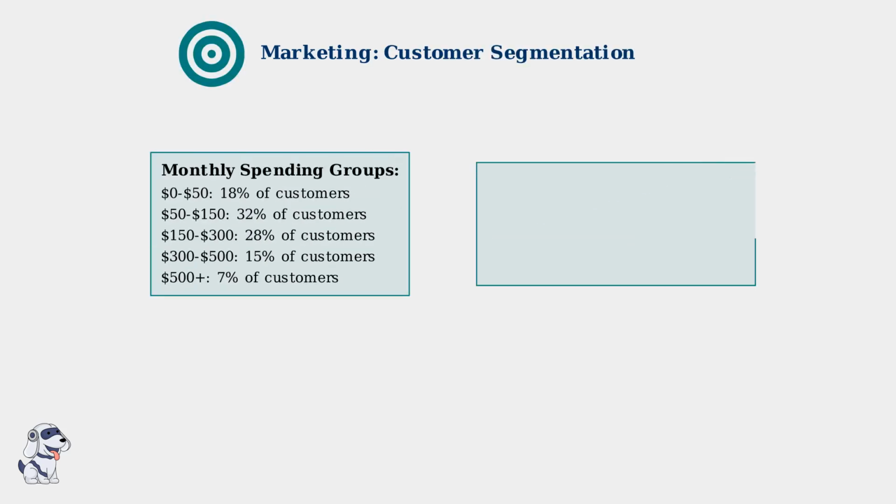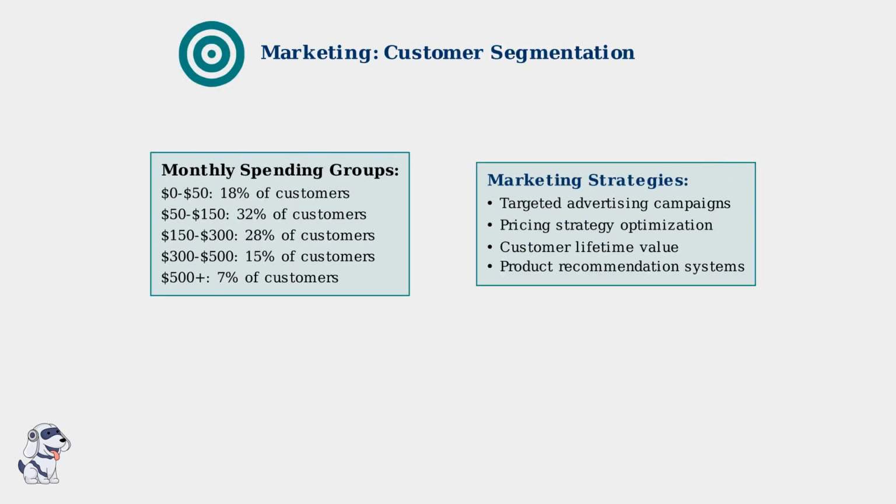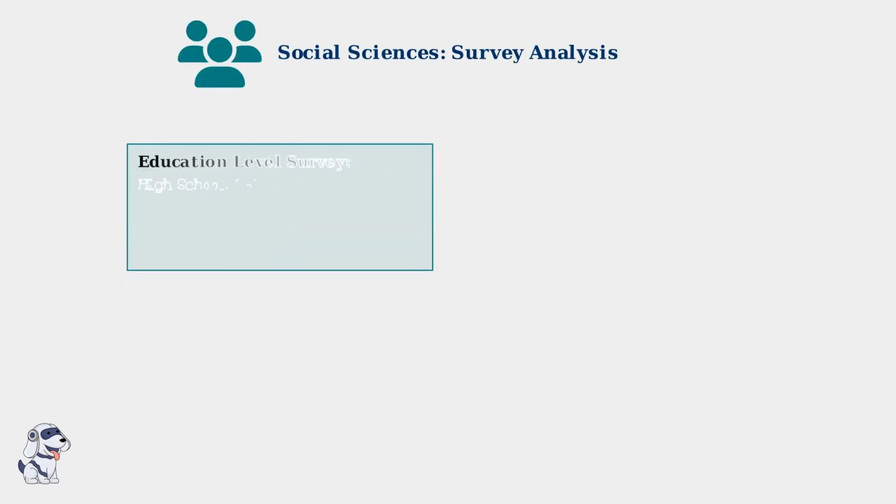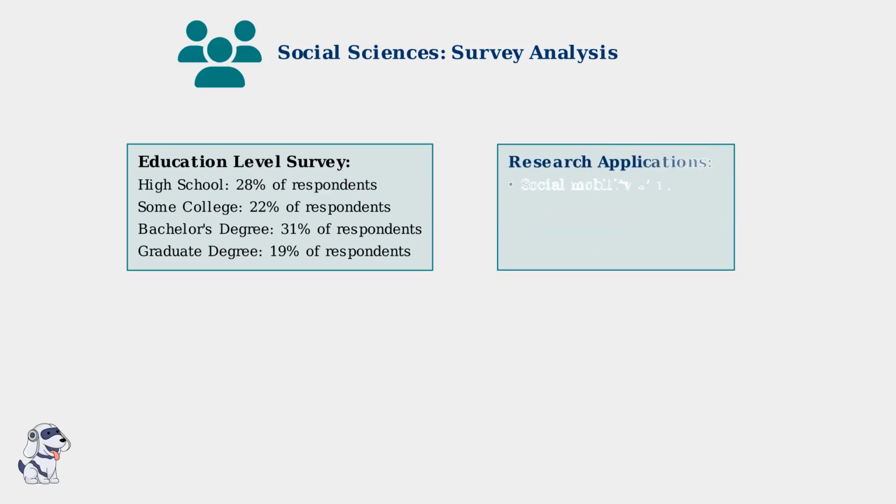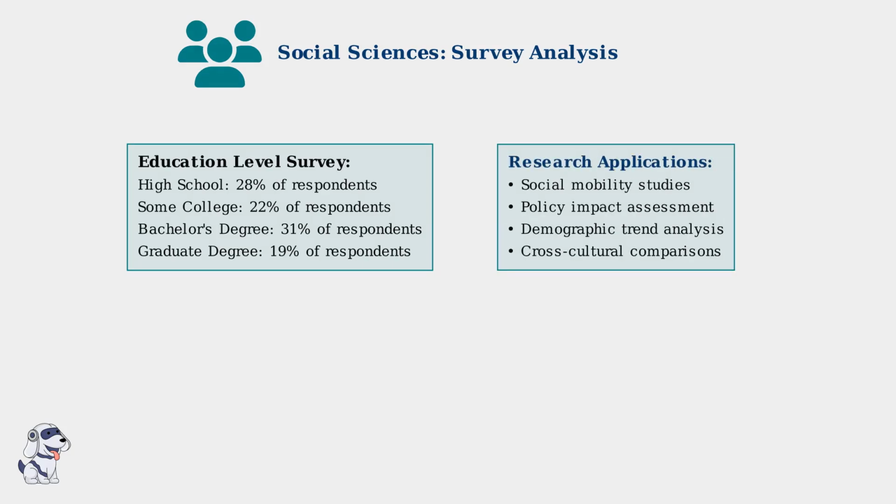Marketing professionals use grouped data statistics to understand customer behavior and create targeted campaigns. Customer segmentation based on spending patterns, demographics, and preferences drives business strategy. Social scientists rely heavily on grouped data statistics to analyze survey responses and understand social phenomena. This includes studying educational attainment, social attitudes, and behavioral patterns across different population groups.